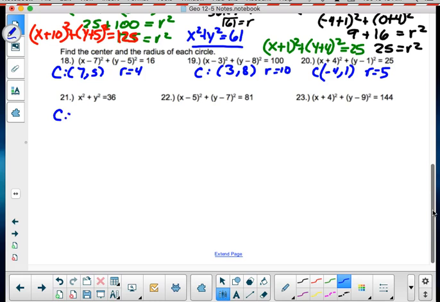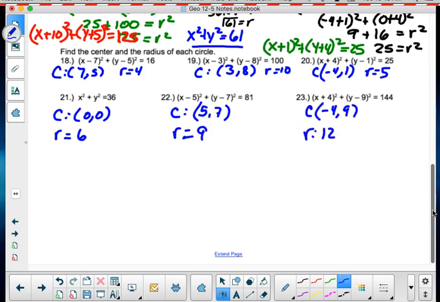My center here, it's not there at all, so it's 0, 0. And my radius is equal to 6. My center here is 5, 7, and my radius is 9. My center here is negative 4, 9, and my radius is 12. Okay, so make sure you start recognizing it's just the opposite of the value that's there, and you'll be able to find that center.